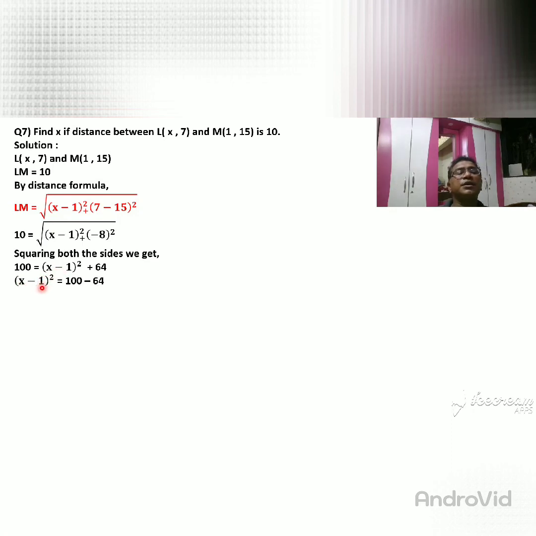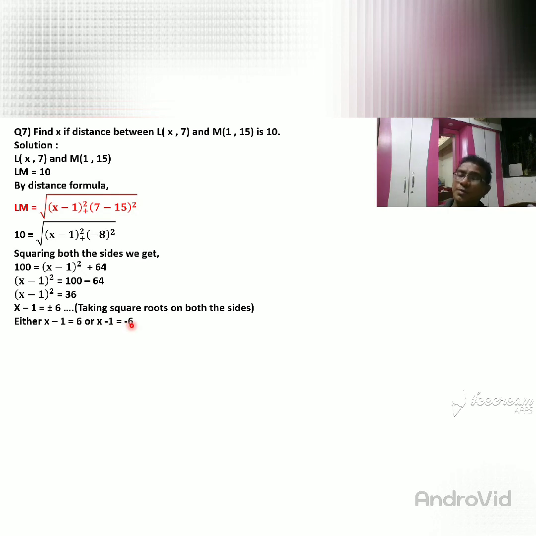So (x minus 1) bracket square is equal to 100 minus 64. So (x minus 1) bracket square remain as it is. 100 minus 64, what is remain? 36. Taking square root. So (x minus 1) bracket square root is x minus 1. 36 square root is plus or minus 6. Taking square root both sides. So here is either x minus 1 is equal to 6 or x minus 1 is equal to minus 6.